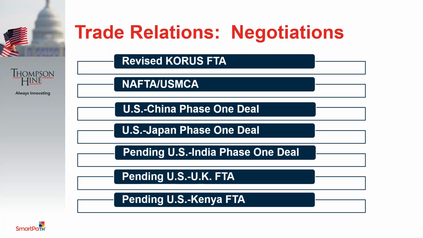We tweaked the US-Korean Free Trade Agreement. We revised the NAFTA, changing its name to the USMCA. We negotiated a phase one deal with China. We negotiated a phase one deal with Japan. And we currently have 3 pending negotiations with India, the UK, and Kenya.